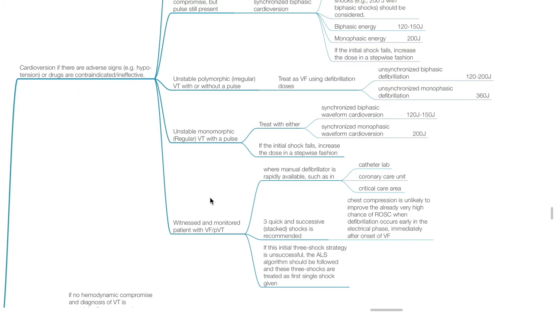For a witnessed and monitored patient with VF or pulseless VT, where a manual defibrillator is rapidly available, such as in the catheter lab, coronary care unit or critical care area, three quick successive stacked shocks are recommended. Chest compression is unlikely to improve the already very high chance of ROSC when defibrillation occurs early in the electrical phase, immediately after the onset of VF. If this initial 3-shock strategy is unsuccessful, the ALS algorithm should be followed and these 3 shocks are treated as the first single shock given.